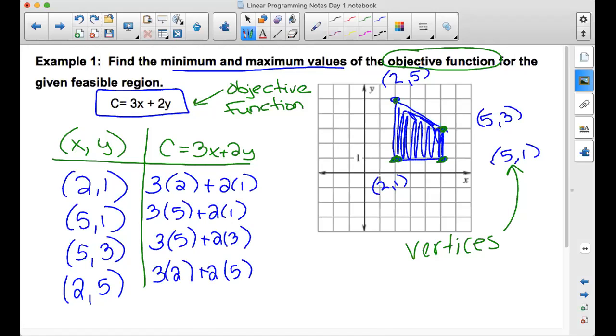So we're taking those ordered pairs, plugging them into our objective function. The answer, whichever one is biggest, obviously is the max. So that ordered pair would produce the maximum cost, since C represented cost. Or the ordered pair would represent the minimum cost.